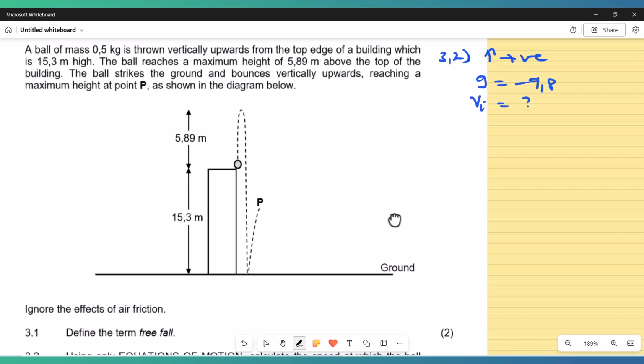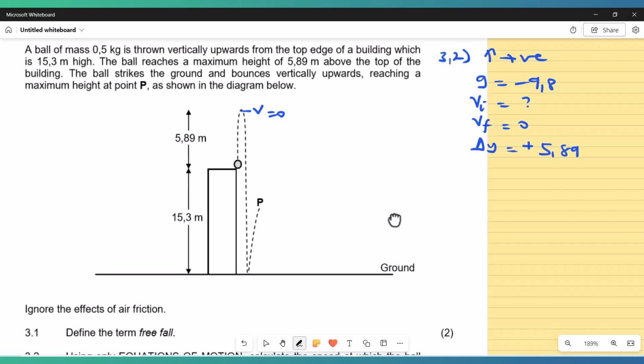And then we know that at maximum height, velocity is 0. Okay. Velocity there is 0. So that means our V final is what? V final is 0. Now, because we chose up as positive, our change in y, from the starting point, is going to be positive 5.89.